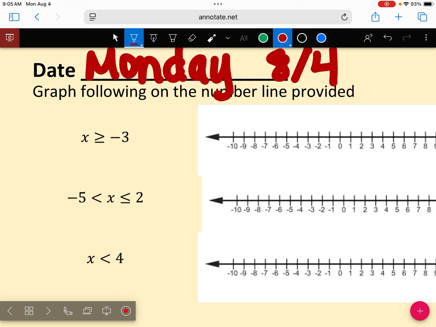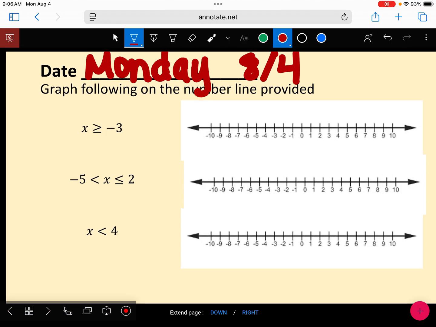So write that on your bell work packet. So that first box below your name box. All right, and all we're going to do here is just graph these. We're not going to do interval notation. We're just going to graph it on a number line.